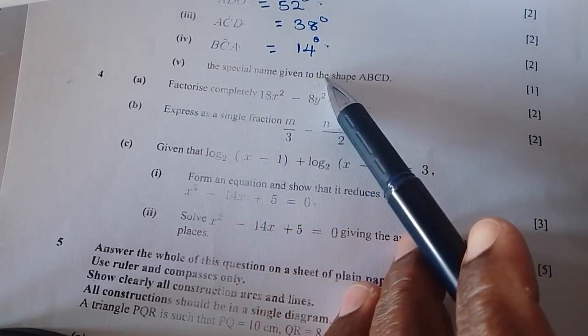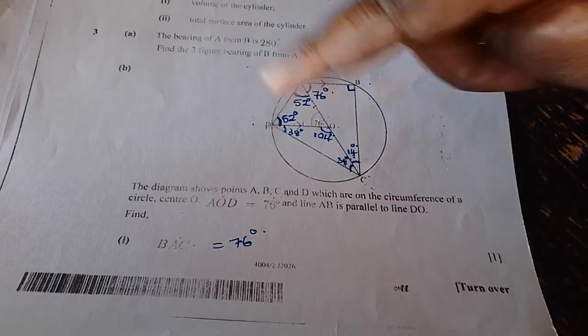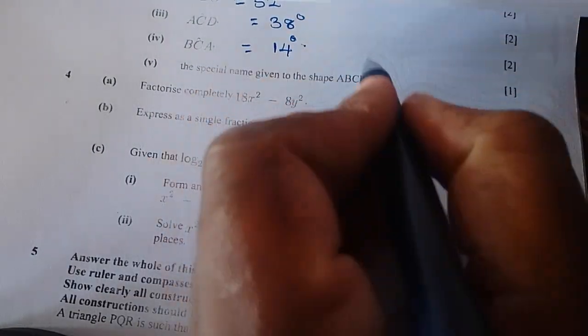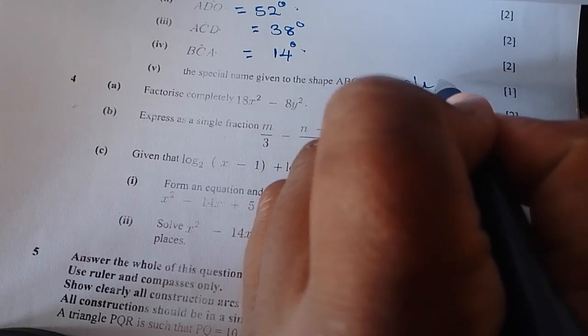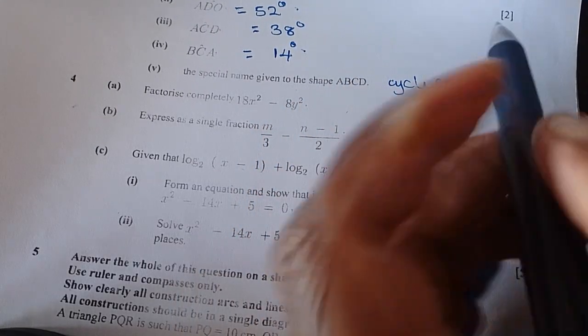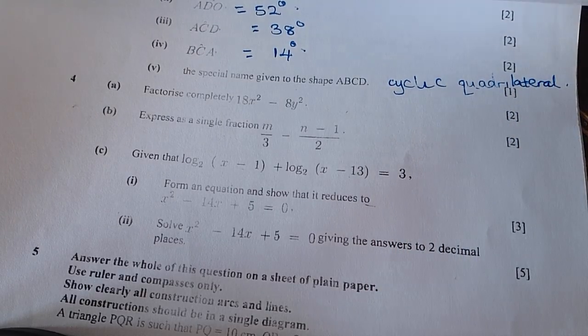The special name given to the shape ABCD. Remember we said ABCD is a cyclic quadrilateral. So it's a cyclic quadrilateral. Right. So we are done with our number 3.